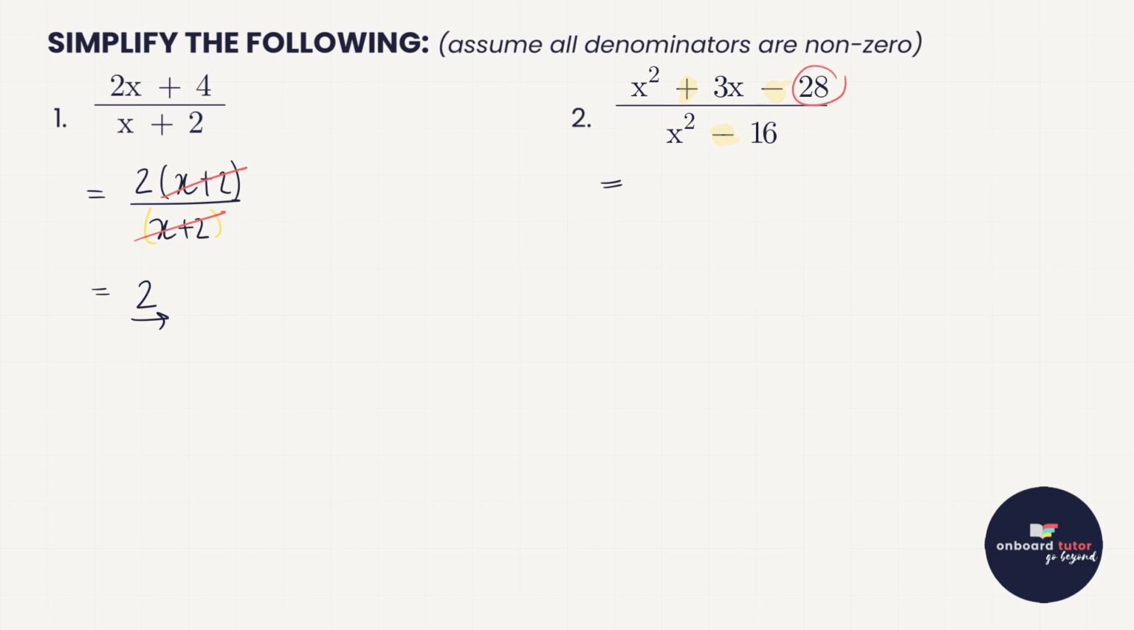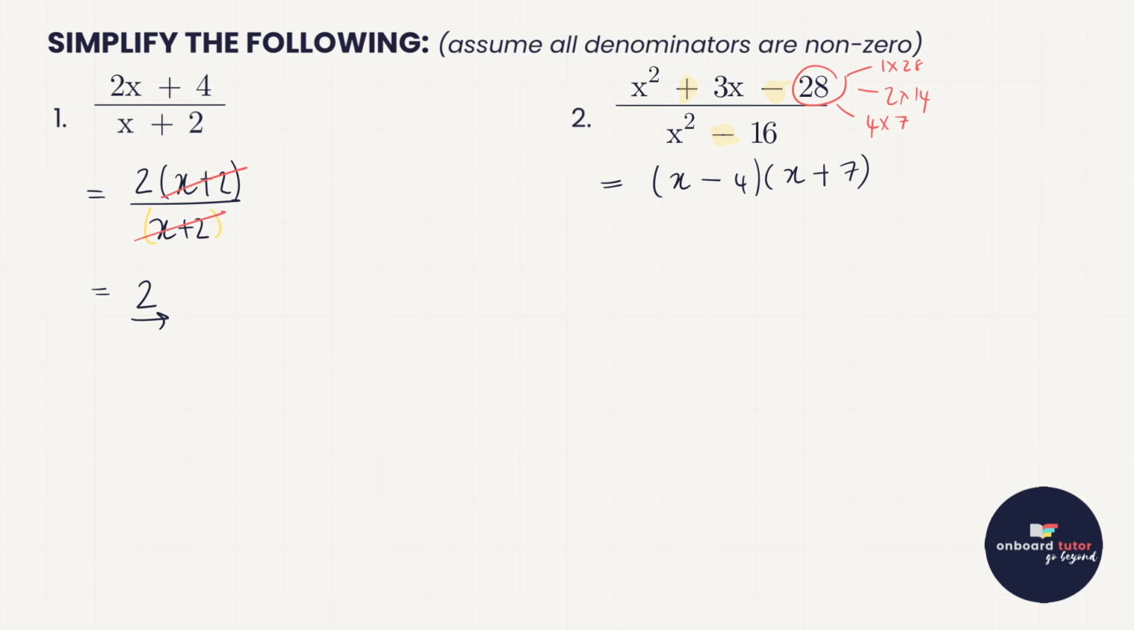Factors of 28: 1 times 28, 2 times 14, and 4 times 7. I can use that 4 and 7. So x and a 4, x and a 7. How can I use these to make a positive 3? Well, if I say positive 7 minus 4, that will give me plus 3. And then I just do a final check. Minus times a plus is a minus. 4 times 7 is 28.